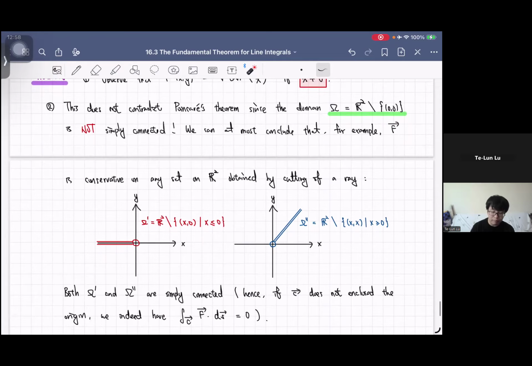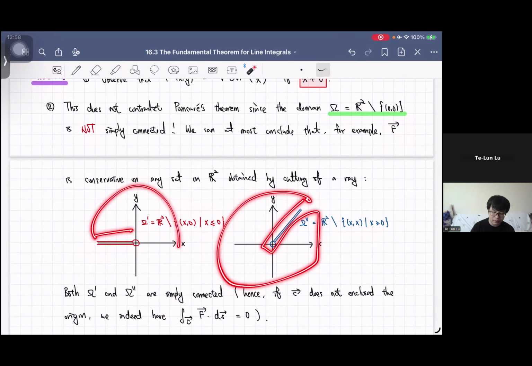We cut off the origin, basically because you cannot define the vector field at the origin, together with the ray. In this case, I cancel out everything on the x-axis where x is negative. Or we can do something like we cancel out anything on the straight line, the x-axis, okay? Then this domain will be simply connected because there is no hole, right? Or this domain will be simply connected.